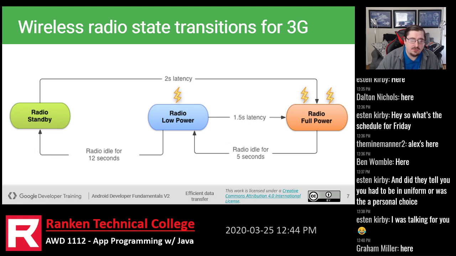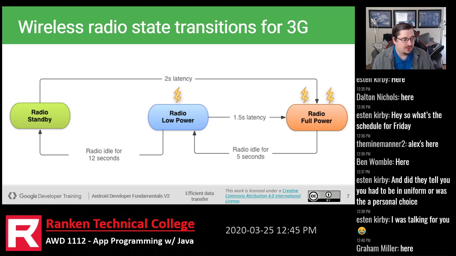You can also see on the diagram that there's time for it to turn on. If we go from standby to on, it takes 2 seconds to turn the radio on. That means there's a 2-second delay on any network activity. If you want to go get data, you have to wait 2 seconds for the radio to turn on, and then it can make that request out to the internet. Similarly, if it goes from low power to full power, it takes about a second and a half. Again, all of these four numbers vary depending on what kind of hardware you're using.